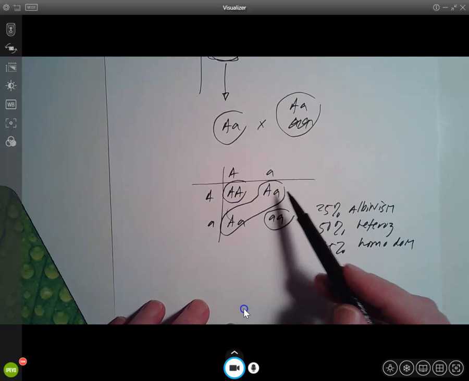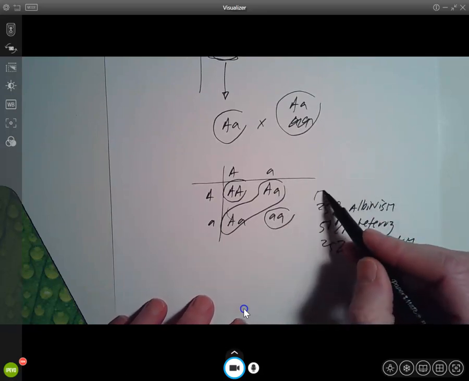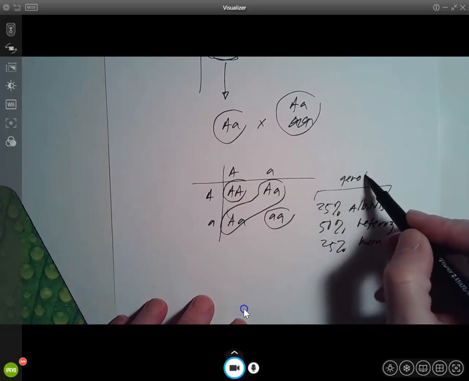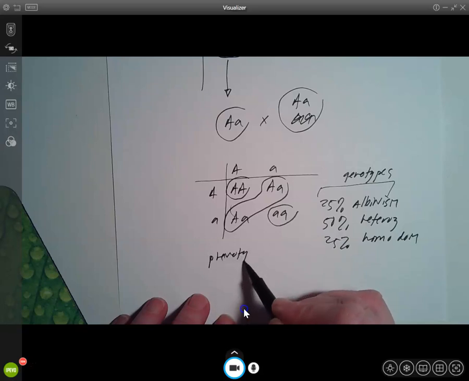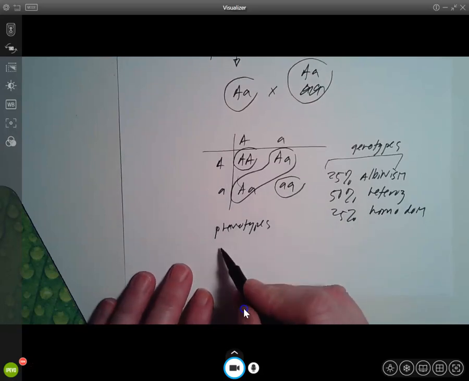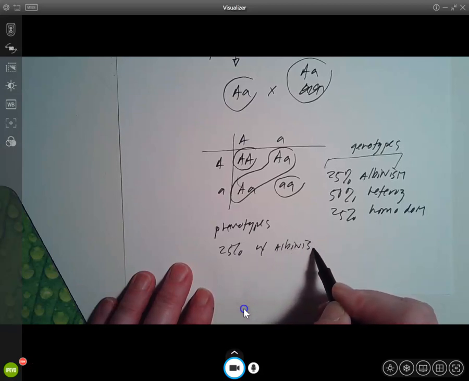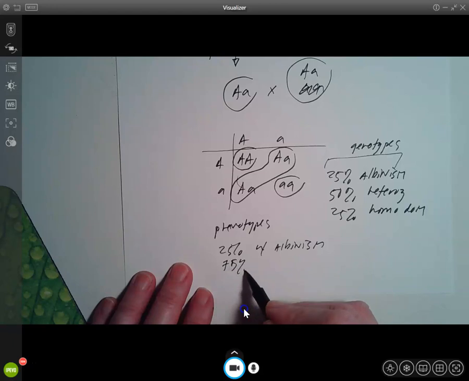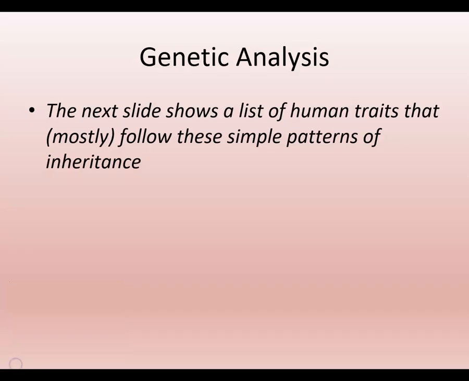Okay, and then these are their genotypes, and then their phenotypes would be 25% with albinism, 75% without albinism. Okay? Okay, so work through that again if you need to, if I went too fast on that albinism problem.